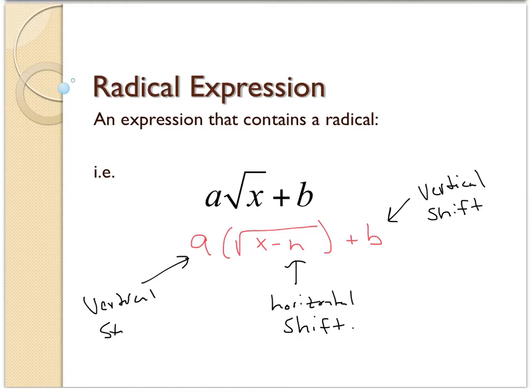Okay, and we talked about different pieces here. Any number in front of the whole function is going to cause a vertical stretch or shrink. The number with x is going to be a horizontal shift, and this right here outside of the radical is going to be a vertical shift, either up or down. So we've talked about this when we talked about quadratics and other types of functions.